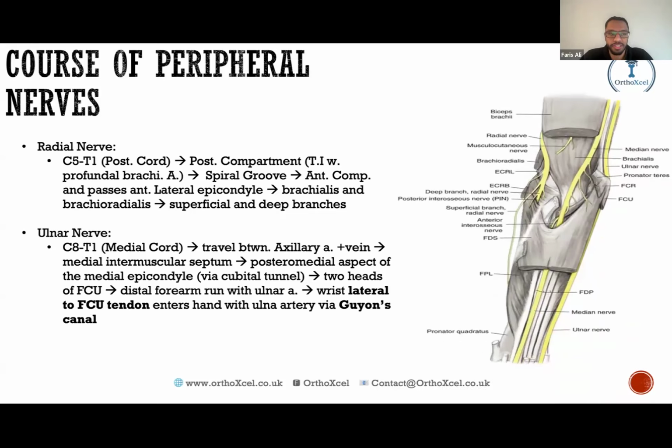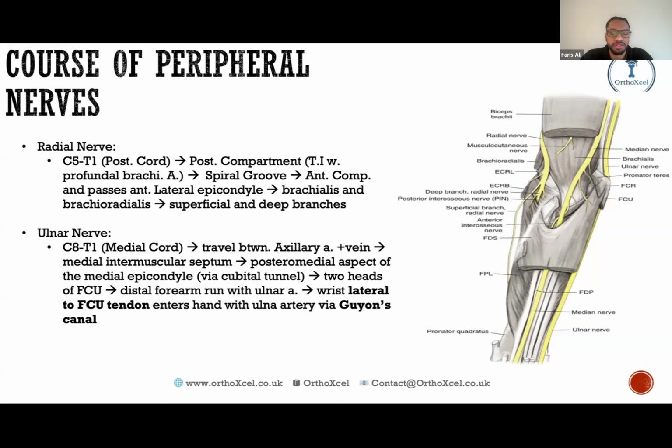So try to summarize it with small bullet points, because at the end of the day, you want to be able to just say where it originates, where it goes through, where it loops around, and where it goes, which muscles, and it's the same with the ulnar nerve.